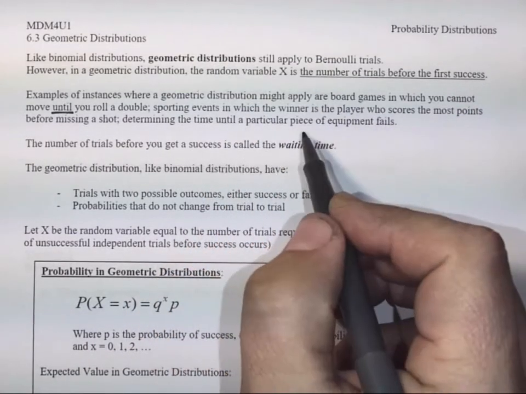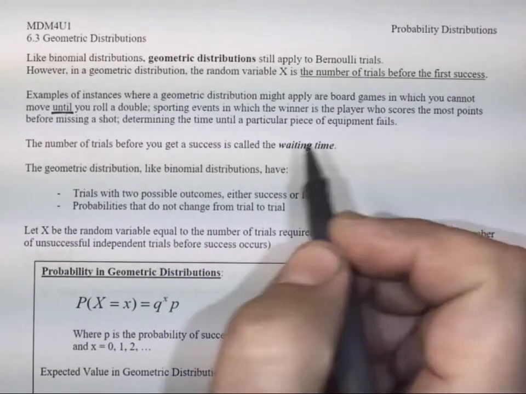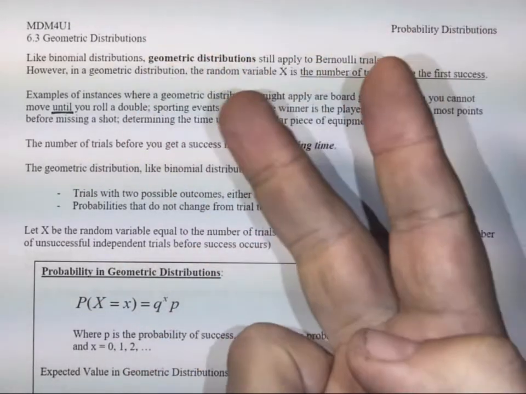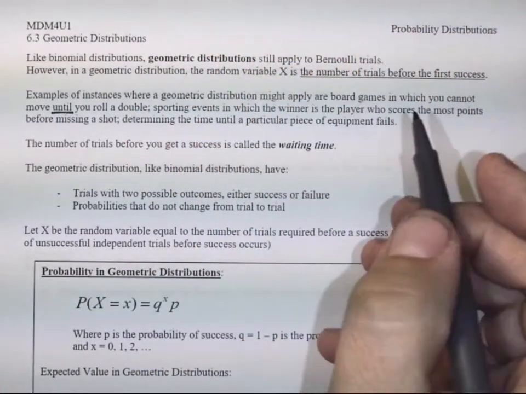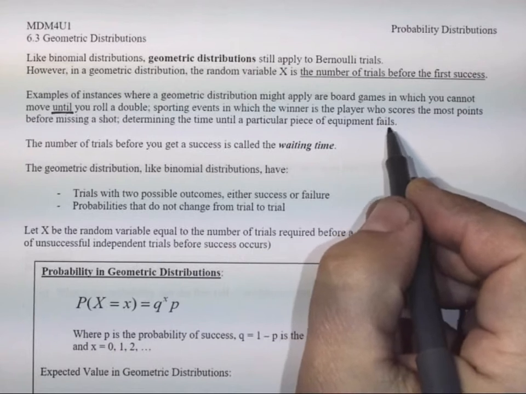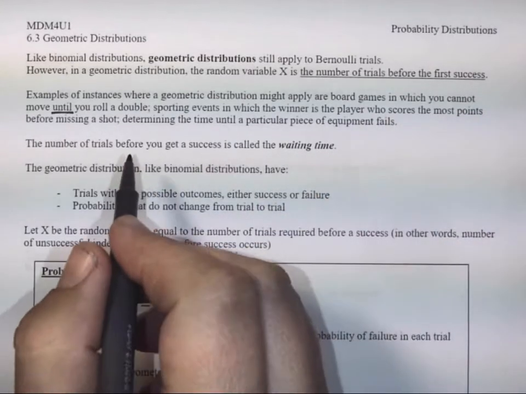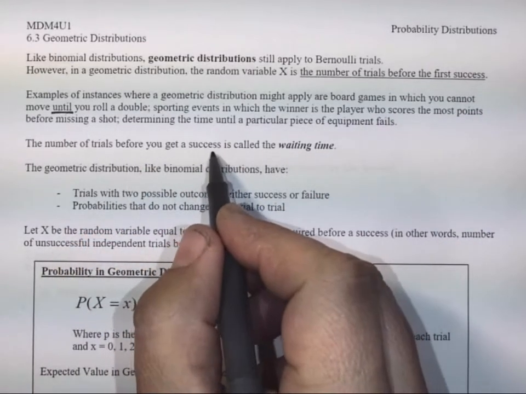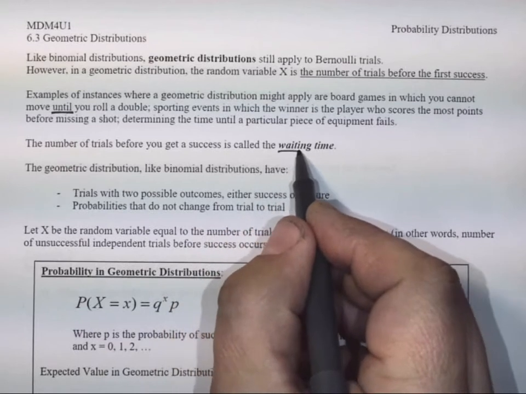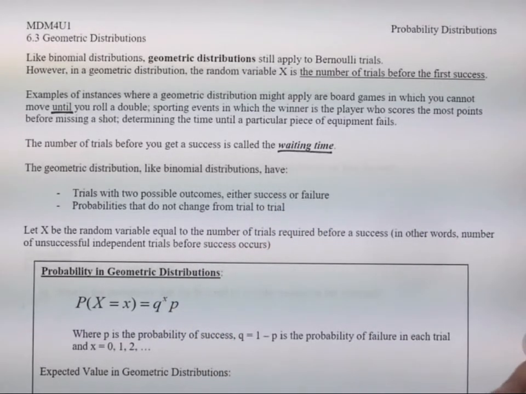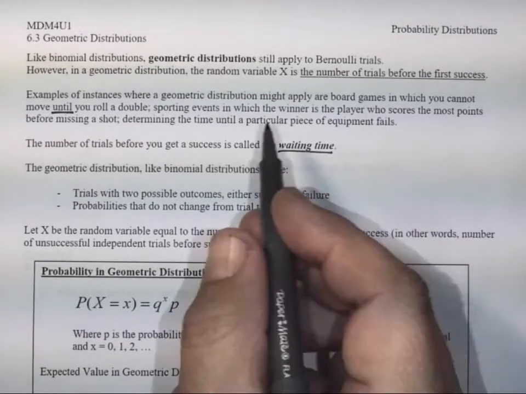Determining the time until a particular piece of equipment fails. So it is succeeding 5 times, 6 times, and finally it fails. We're waiting for it to fail. The number of trials before you get a success is called the waiting time. And you're going to hear me talk a lot about waiting time during this topic.